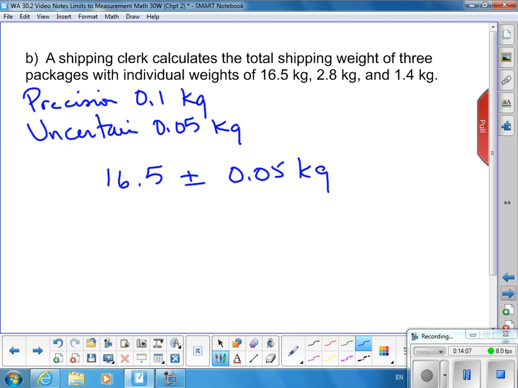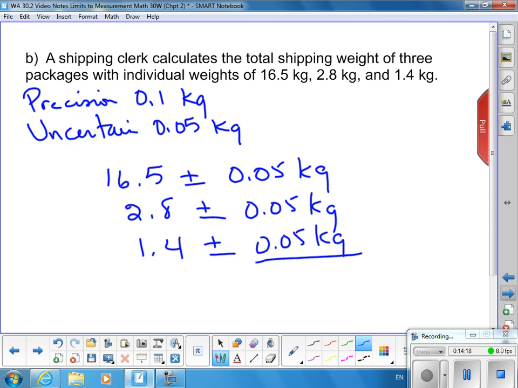So we have 3 of those, 2.8 plus or minus 0.05 kilograms, 1.4 plus or minus 0.05 kilograms. Okay? Add up the 3 weights, 16.5, 2.8, 1.4 is 20.7 kilograms, plus or minus 0.15 kilograms.